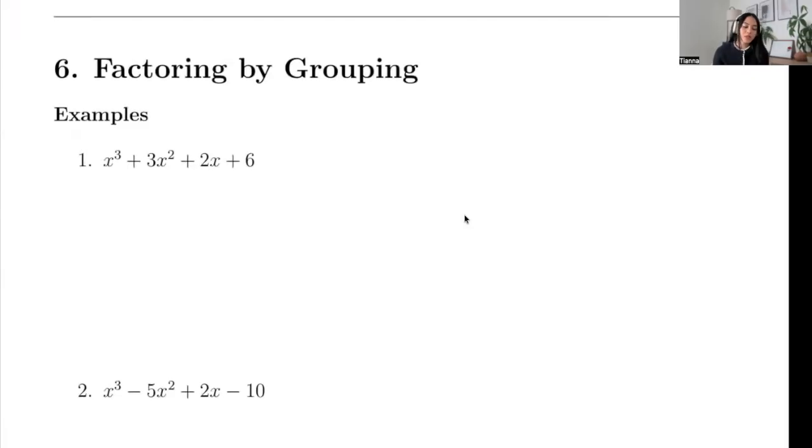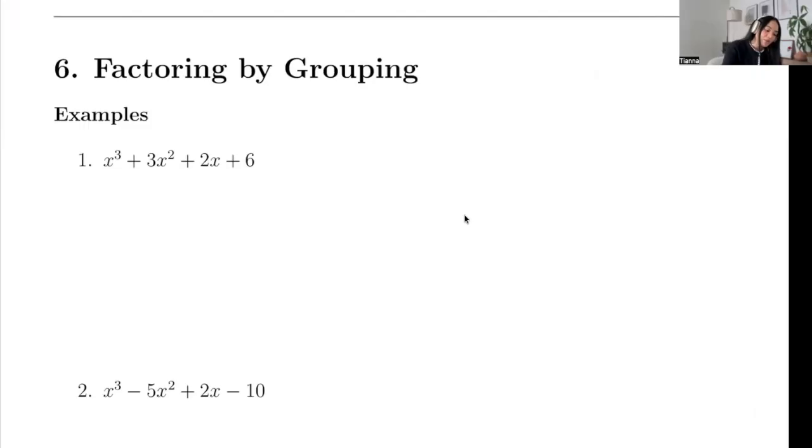Factoring by grouping is helpful when we have 4 or more terms. Through factoring by grouping, we can reduce this down to its factored form, sort of similar to when we have a quadratic and we want to put it into its factored form. In this case, we have cubics and we're trying to put it into its factored form.